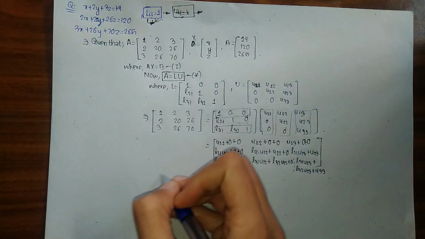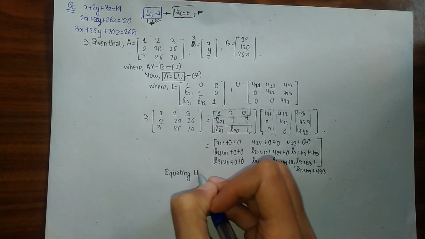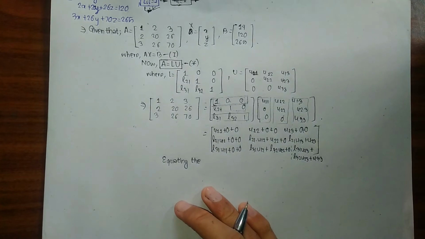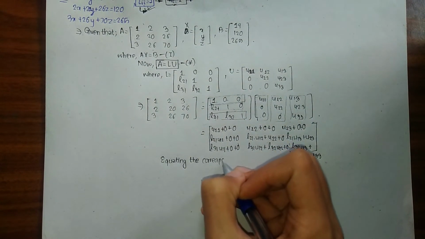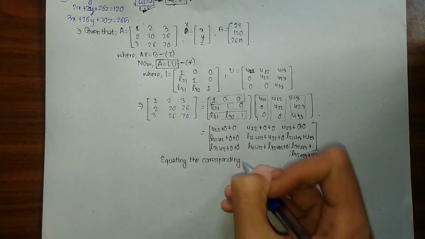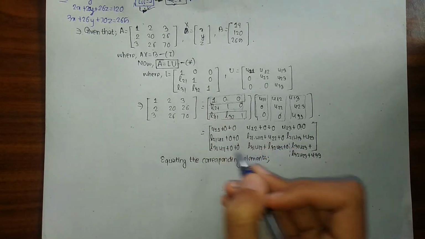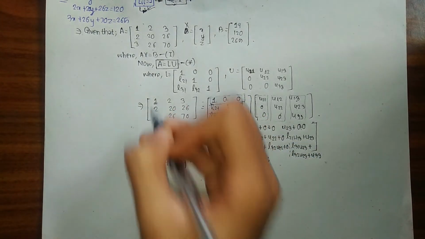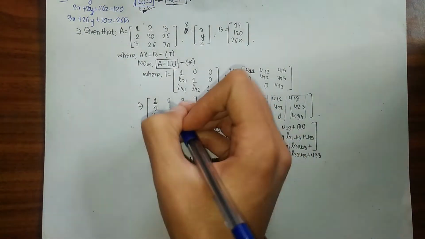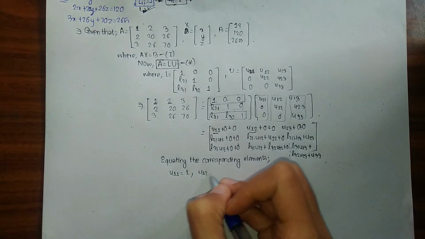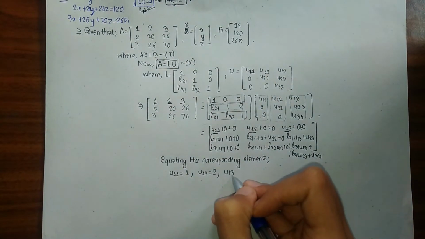So let me write over here, equating the corresponding elements. What we're going to get is U11 equals 1, U12 equals 2, and U13 equals 3.